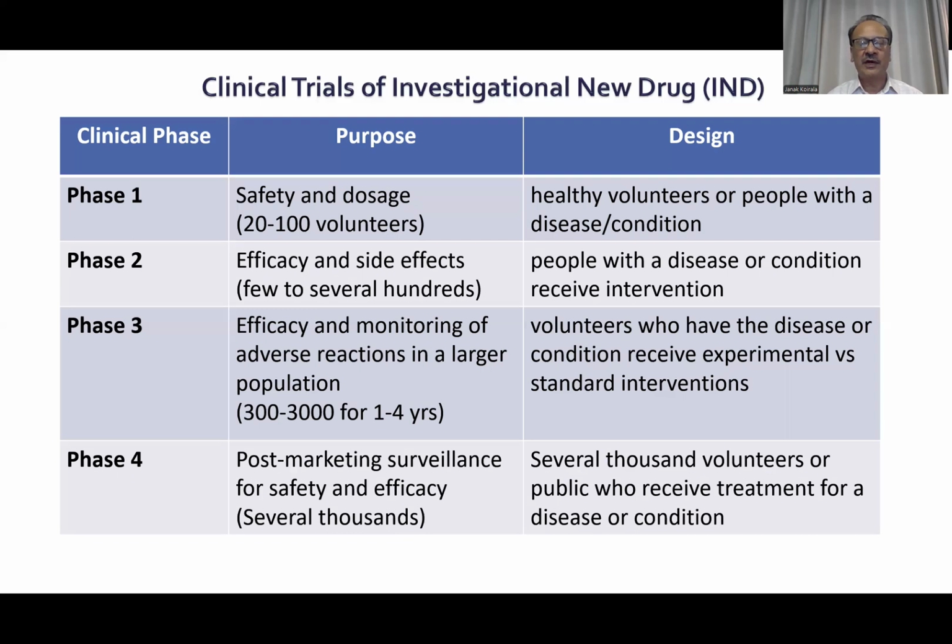In phase 4, the drug is already approved for a certain kind of condition, and it has been marketed. So you want to see whether some side effects that are not seen in a few thousand people may occur when it is marketed to tens of thousands or hundreds of thousands of people. Maybe some people might develop certain side effects, or there might be certain safety issues which are not picked up in a few thousand people. So post-marketing surveillance for safety and efficacy is done during the post-marketing phase.